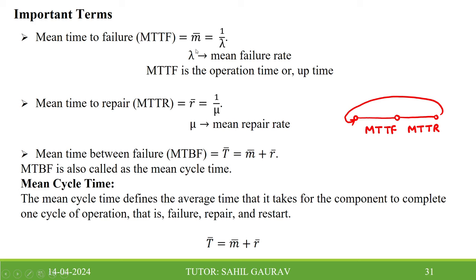Mean time to failure is denoted by M bar. Mean means average, so we are taking the bar. M bar is equal to 1 upon lambda, where lambda is the mean failure rate. The reciprocal of time is the rate. So lambda is the mean failure rate, and MTTF is also called the operation time or op time, because for this time duration the entity is in operation, working and providing the service. While mean time to repair is represented by R bar, and it is the reciprocal of mu, the mean repair rate.